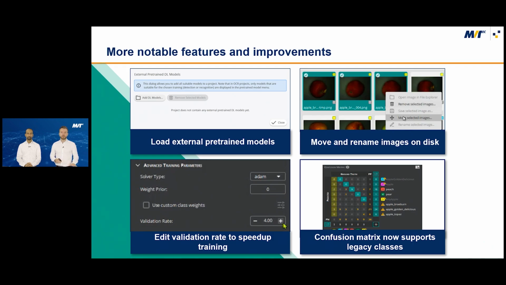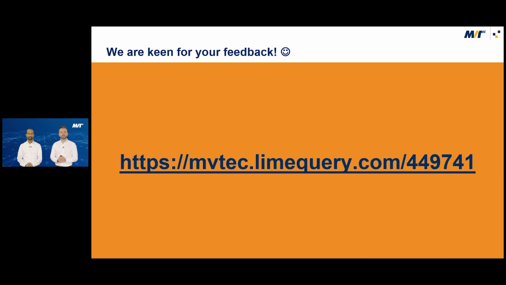Meaning, if you import now a pre-trained classification model, but your existing dataset doesn't include the same or all classes from the imported model, it's not a problem anymore. It doesn't throw any errors. You just get a confusion matrix where you can see which classes could be detected and which classes couldn't be detected correctly. With that, we are basically at the end of the webinar.